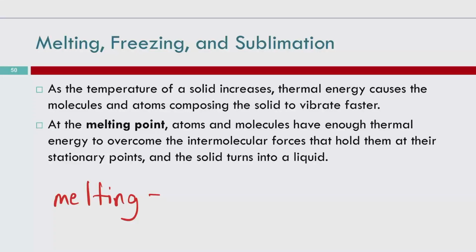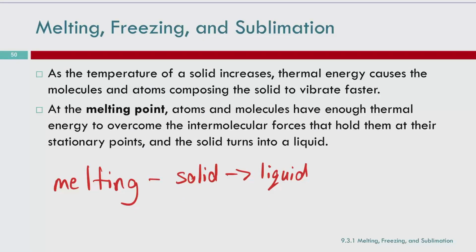Reminder that melting is solid going to a liquid. Once you get enough energy, they can move past their neighbors, they can move around their neighbors. Solids are stationary. Liquids move around each other. We're thinking of the atoms or the molecules that make up these substances. So you get enough energy, and now they can move past each other. And so it moves from a solid to a liquid.